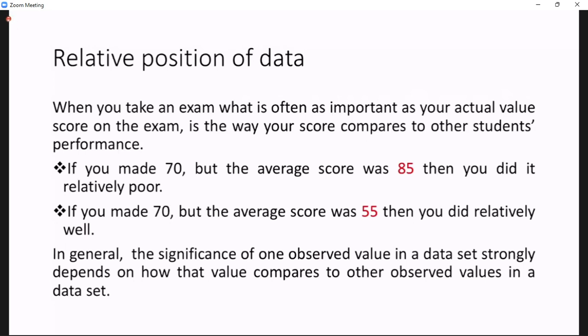Compared to that 85 value, 70 is relatively poor or better. What do you think? Compared to 85, 70 is poor.